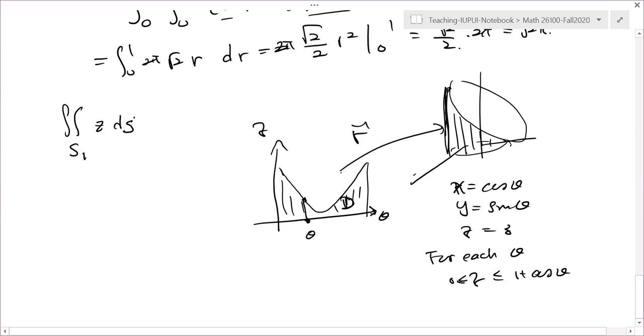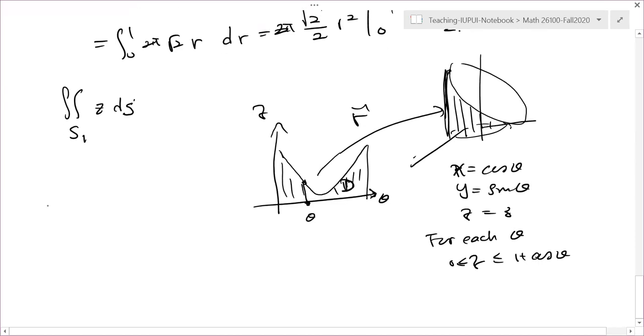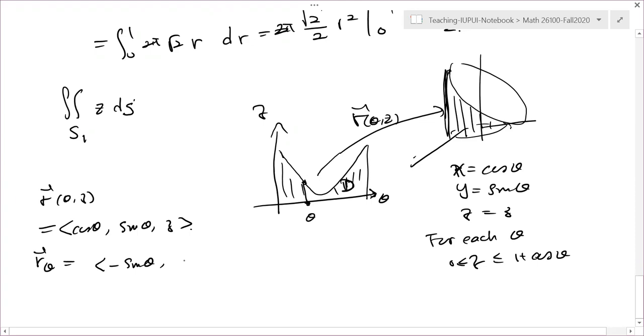So that is our domain D, and the image of that map is the cylinder. Then this is r, r of theta and Z, determined by X, Y, Z. So let's calculate r of theta and Z, which is cosine theta, sine theta, and Z. Let's calculate the derivatives of this map. It's going to be negative sine theta, cosine theta, and 0. Then 0, 0, 1.